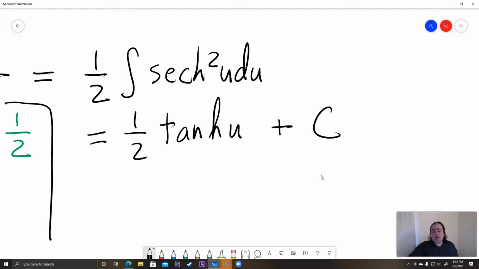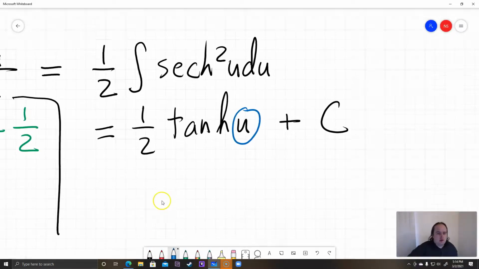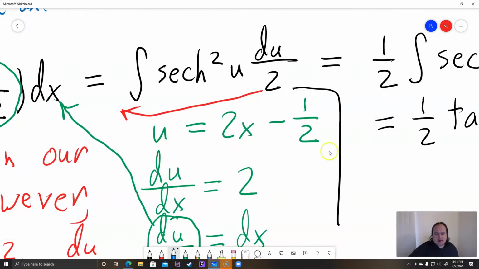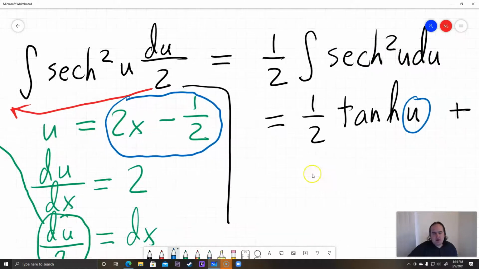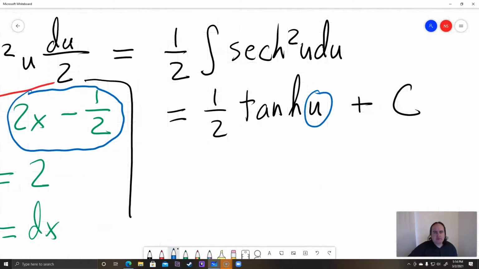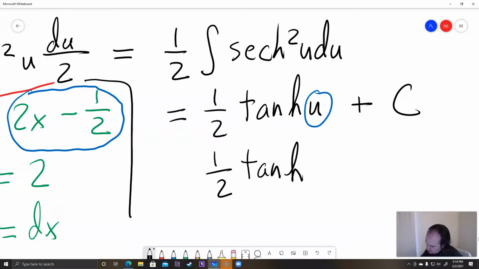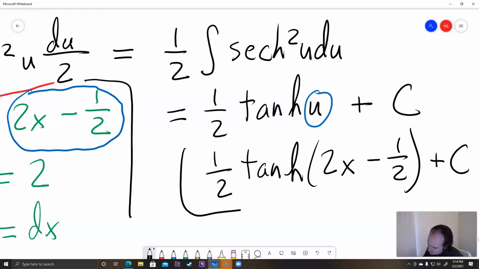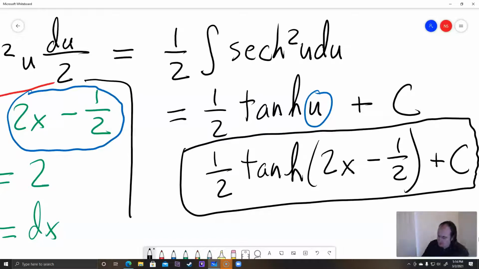And then all we have to do is plug back in whatever u was in this problem. So in this problem we said u was actually 2x minus 1/2. Okay, so we're going to have 1/2 times tanh of (2x minus 1/2) plus c. All right, and I believe that's what they got as their answer on MyMathLab. Yeah, so that's how they wrote their answer, so we're good there.